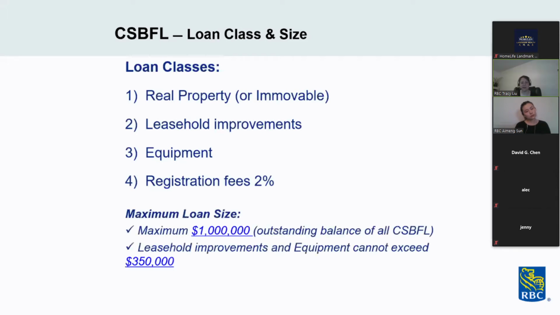Maximum size: if you purchase a property, then the loan amount can go to a maximum of 1 million. But if you only use the loan to do renovation and equipment, then the loan size will be a maximum of 350,000.